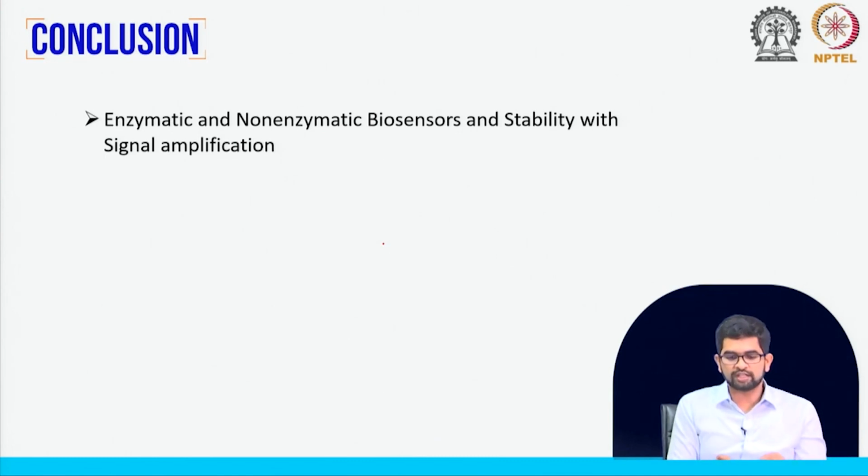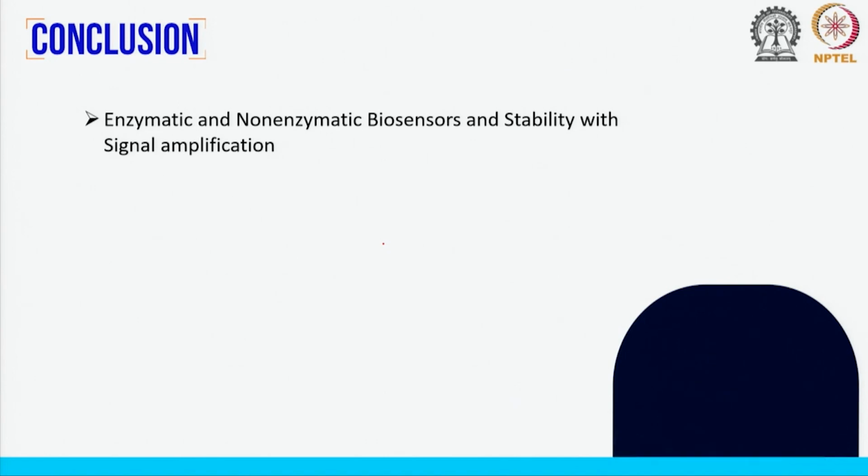So, the conclusion: for the enzymatic and non-enzymatic biosensor, we can improve the stability with signal amplification, so that we can use this for biosensing applications. So, we can detect a very low amount of biomarker. So, that is all for this class. Thank you. Next class I will teach you again this signal amplification.